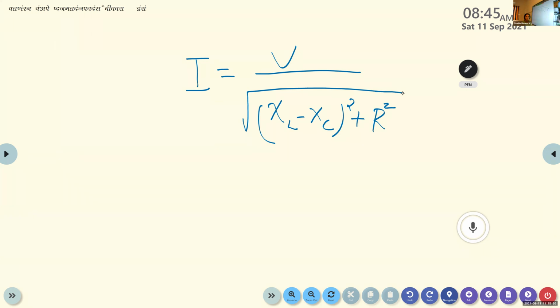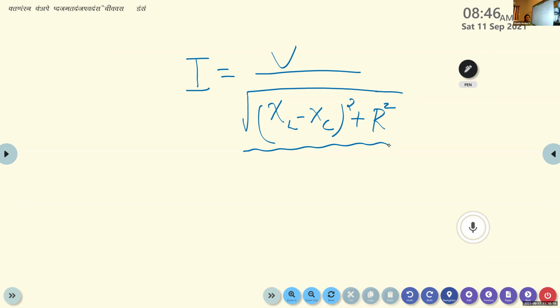So in an LCR circuit, we can calculate the current I is equal to V by Z, where Z is the impedance, that is equal to root of XL minus XC the whole square plus R square. What about the resistance offered by all these three components? We know that the denominator term consists of resistance, the resistance offered by the inductor, capacitor, and resistor. The current and resistance are inversely proportional to each other. So as a whole, it produces a large resistance.